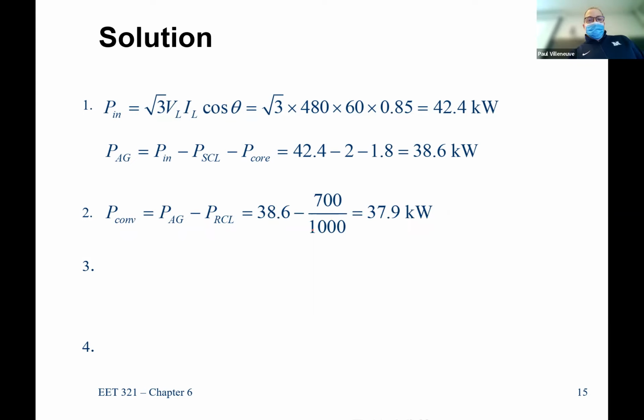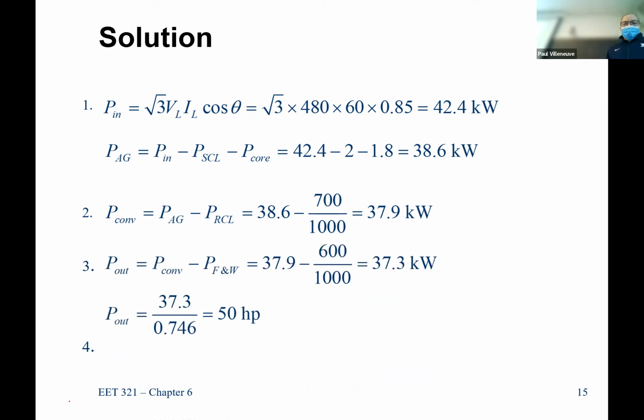And this is just converting it to kilowatts. That's why you see it divided by 1,000. Or you could put 0.7, it doesn't matter. 37.9 kilowatts. My output power is my converted minus friction and windage, 37.3. And what do you know? It just so happens that it delivers 50 horsepower. But that's just a coincidence that we were drawing 60 amps. In reality, it's almost never. I don't think I've ever seen an application where a motor is operating at nameplate.